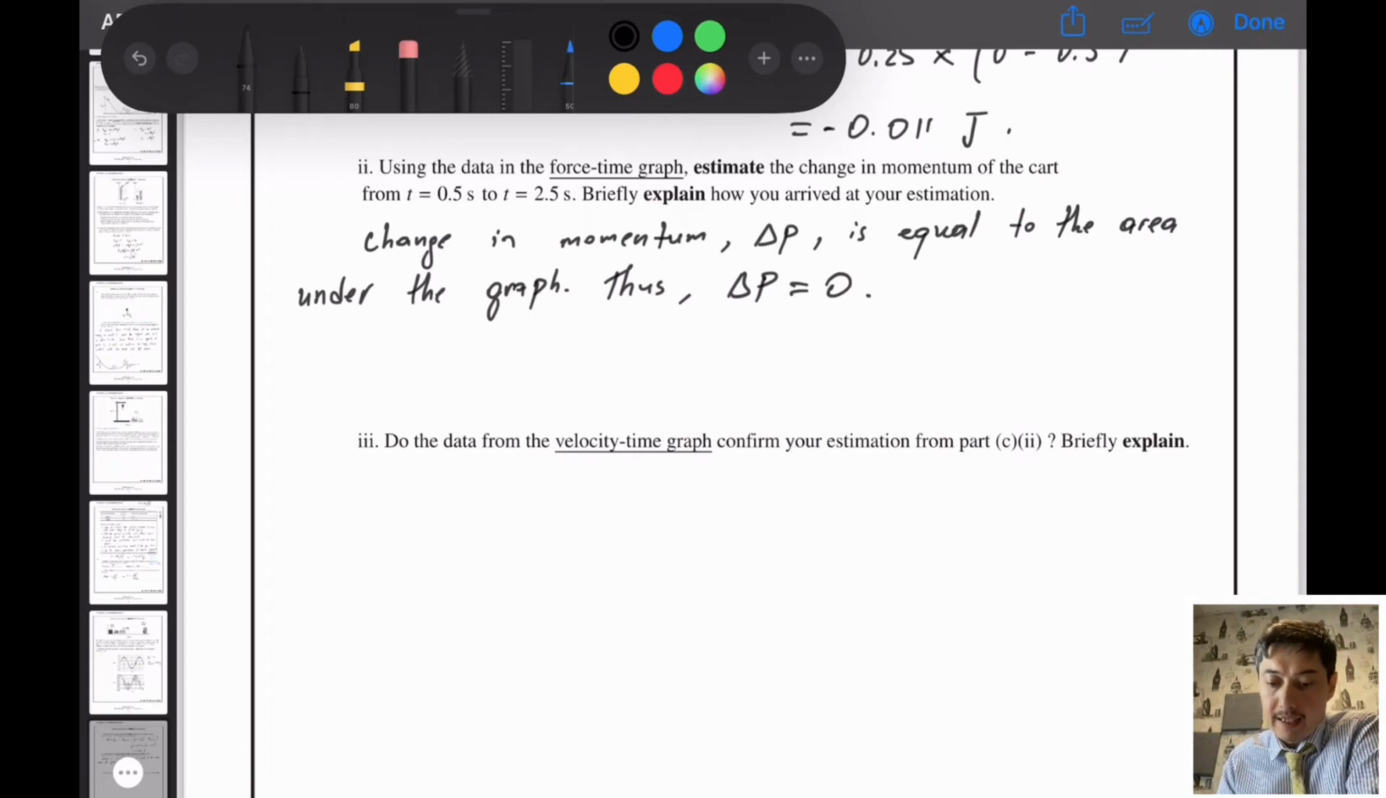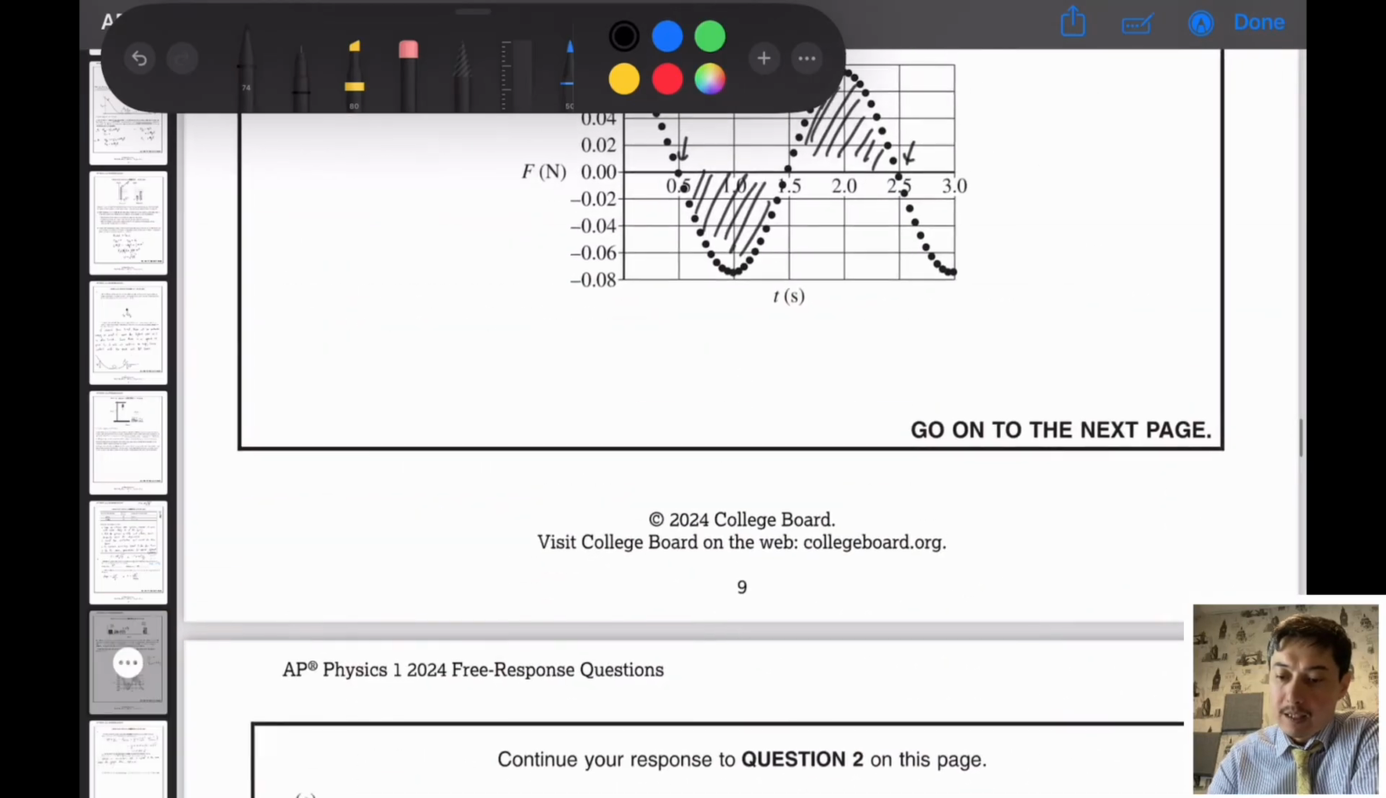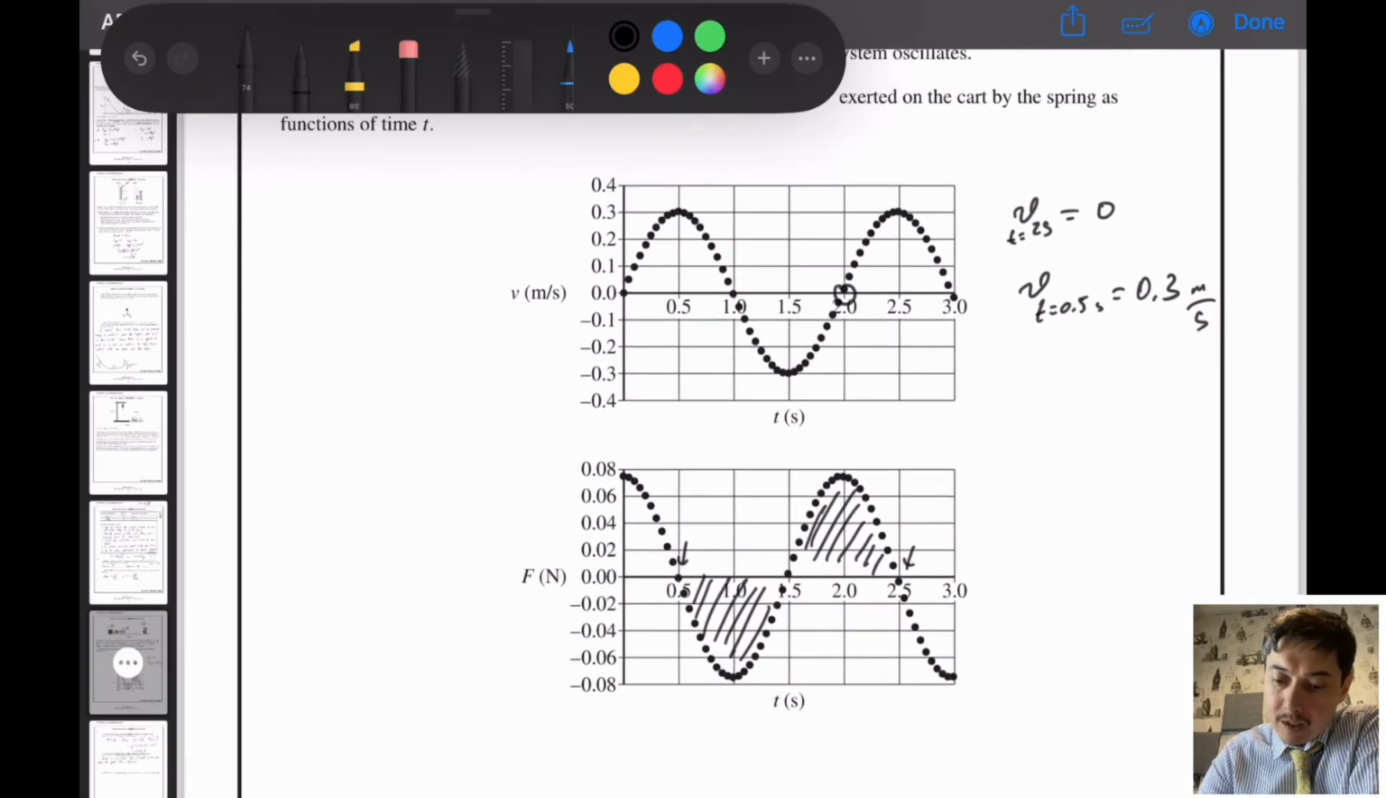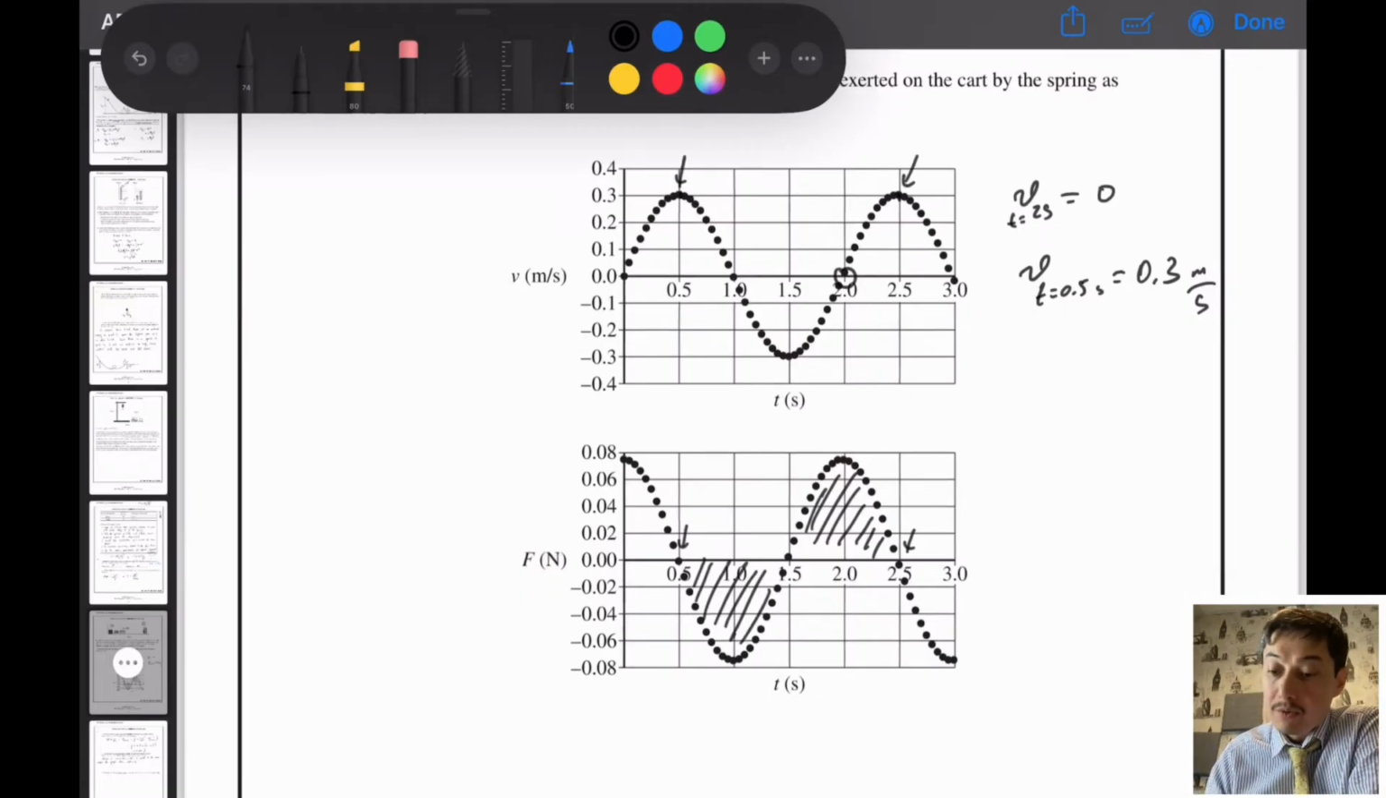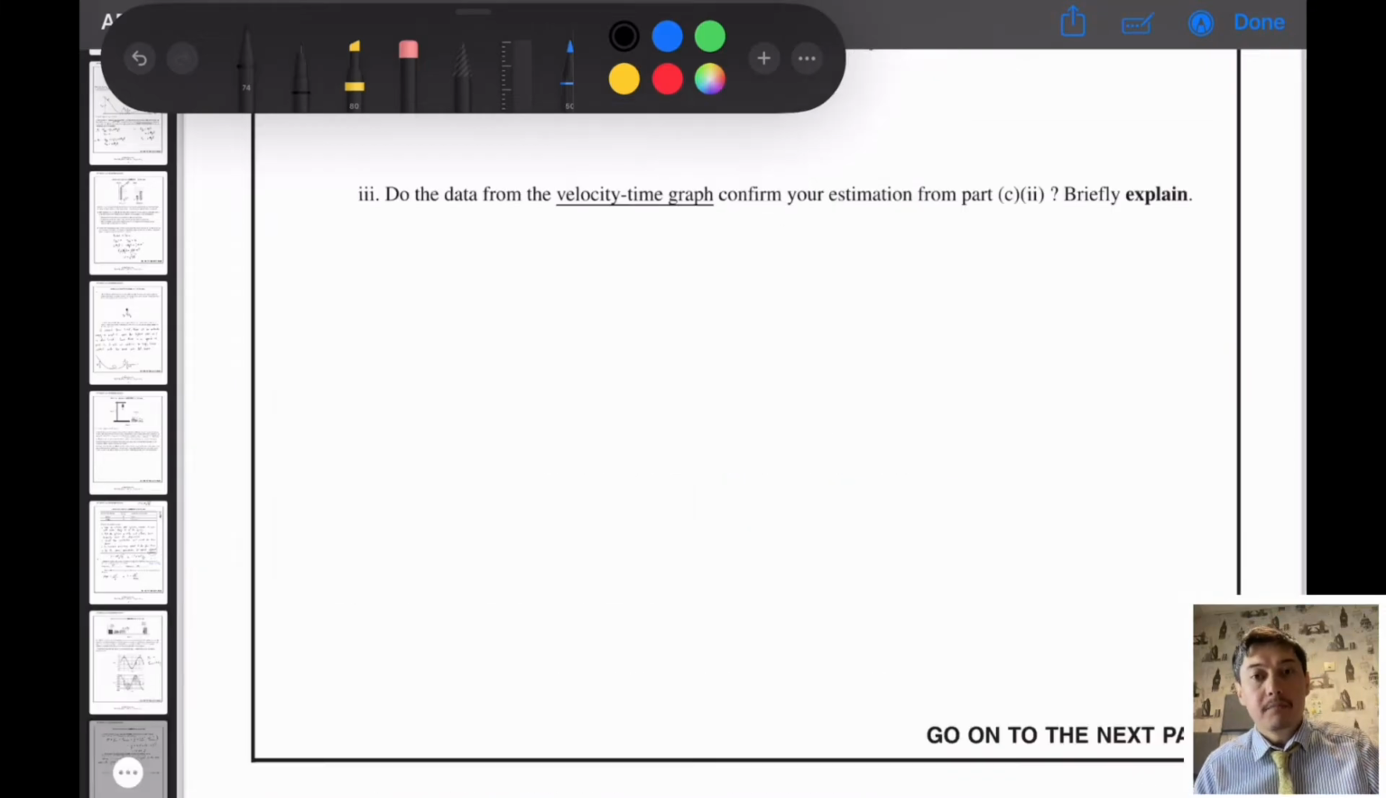Third, do the data from the velocity time graph confirm your estimation from part C? Briefly explain. Let's check again. So here it is 0.3 meter per second, and at 2.5 it's again 0.3 meter per second. They are confirming each other. The reason is that at both times we have got the same velocities.